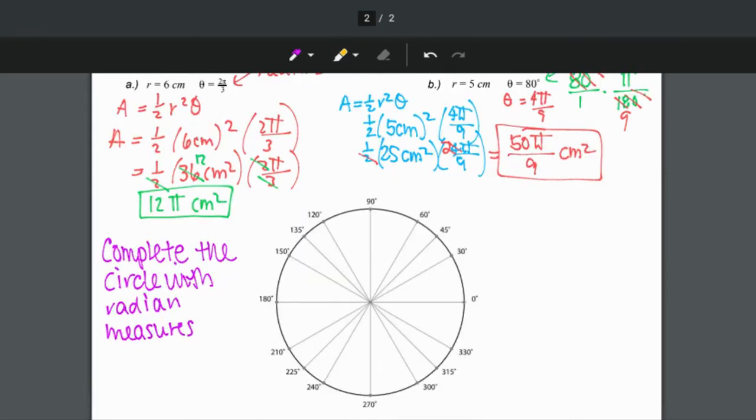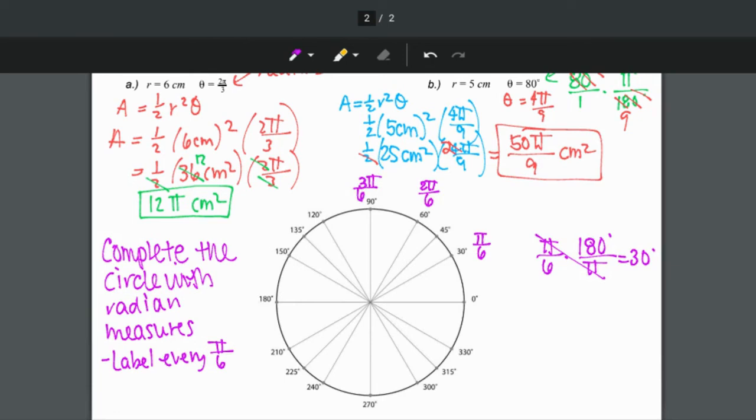All right, so for this last section, we're going to complete the circle and convert all of the angle measures that are currently in degrees into radian measures. So my suggestion is to label everything starting with pi over 6, and we're just going to count up by pi over 6. So pi over 6 is pi over 6 times 180 degrees over pi, and that becomes 30 degrees. So I'm going to label every angle measure that's 30 degrees or a multiple of 30 degrees as 1 pi over 6, 2 pi over 6, 3 pi over 6, and so on.